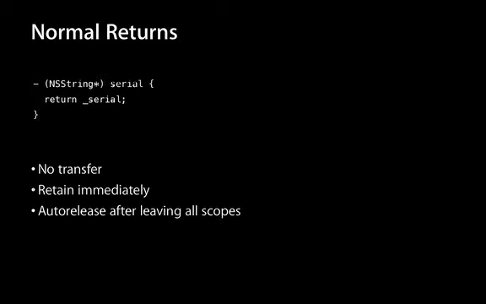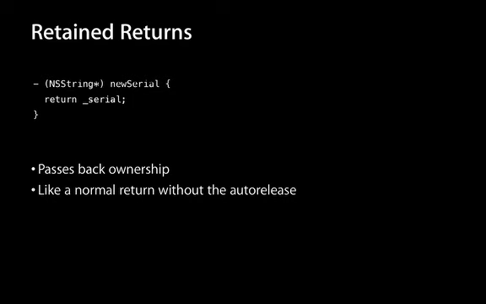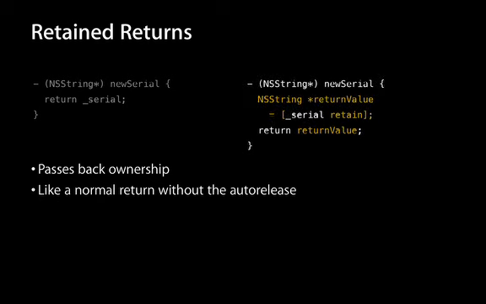So for normal return values, let's say we had this basic getter to return something called serial. There's no transfer of ownership. What ARC does is it does what you should have been doing all along, which is you retain the object and return it autoreleased. This is the Cocoa convention, and now ARC makes the natural thing do the right thing. Similarly, if you said newSerial, and now we're conforming to the Cocoa convention for returning +1, ARC will know that we need to pass this back retained, so it'll generate a retain and return the value.